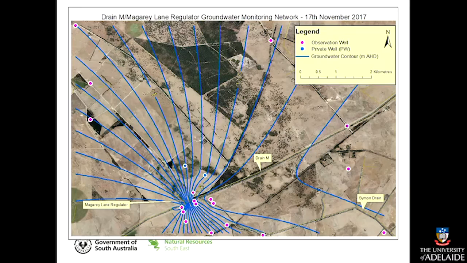And this could be because the Simon drain, which you can see there, has a bit of a backwater effect, or it could be different lithology on either side of the drain.